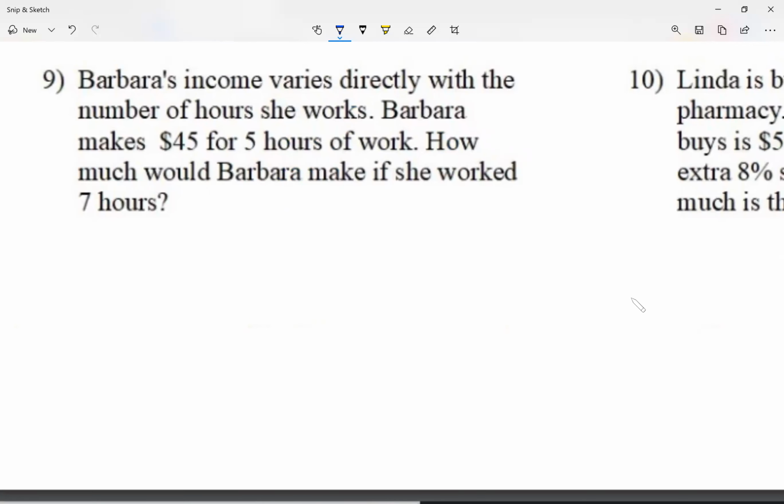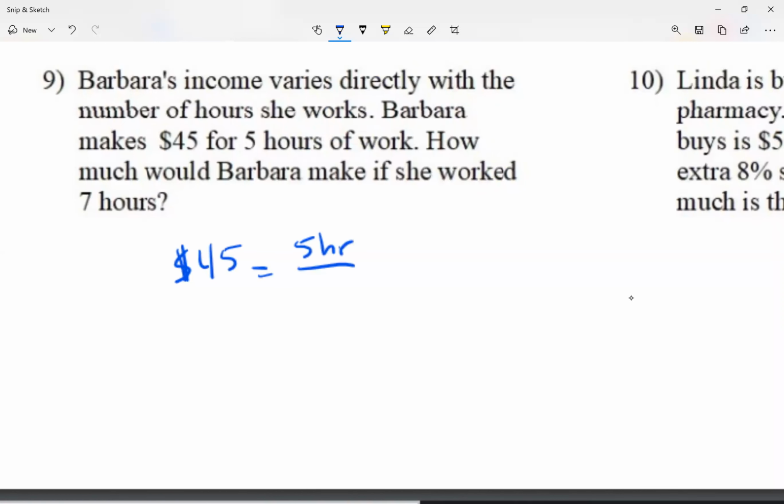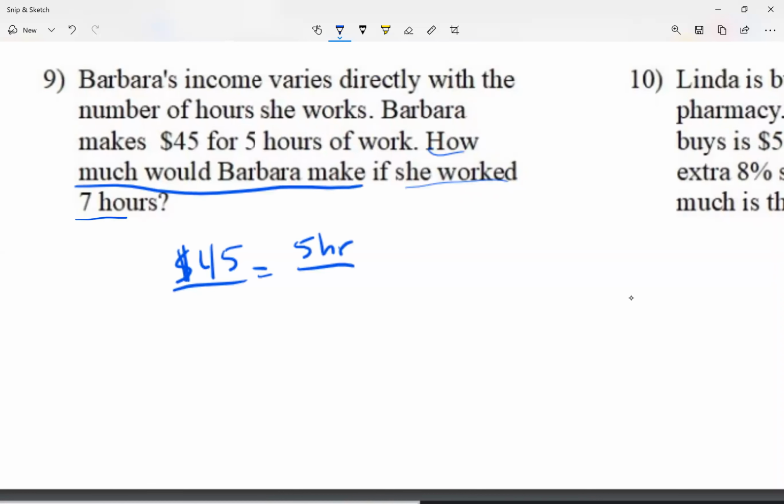Barbara's income varies directly with the number of hours she works. Barbara makes $45 for 5 hours of work. How much will Barbara make if she works 7 hours? Okay, so I know that $45 is equal to 5 hours. I want to see this as proportions. How much will Barbara make? So it seems like I don't know how much money, it says how much if she works 7 hours.